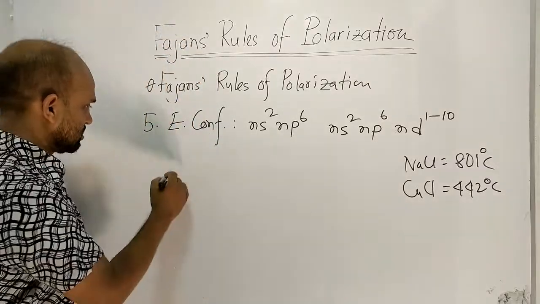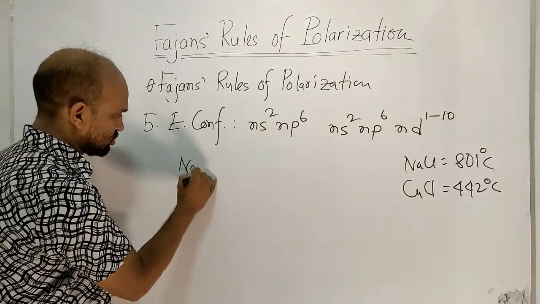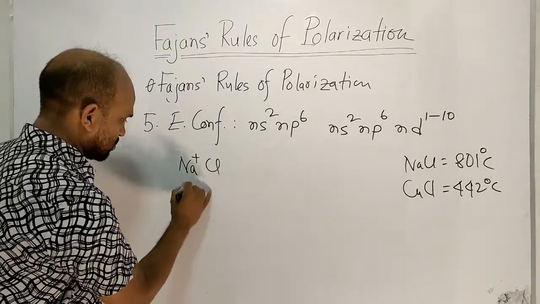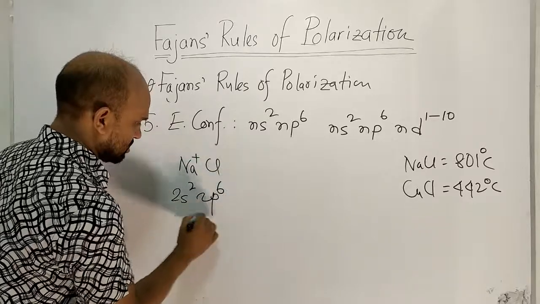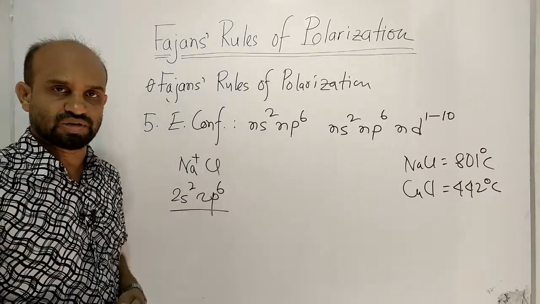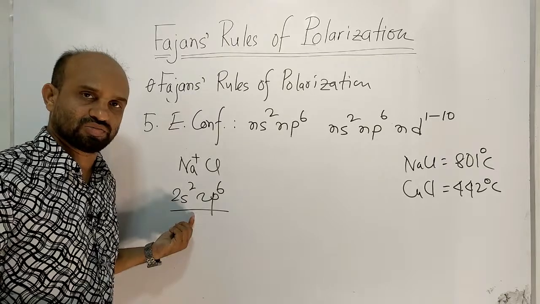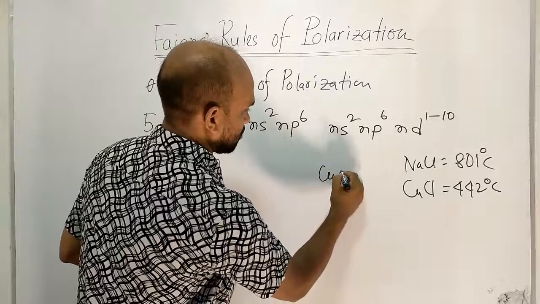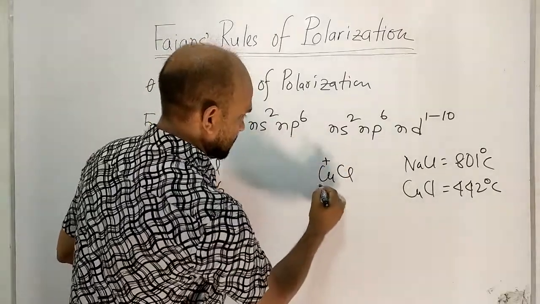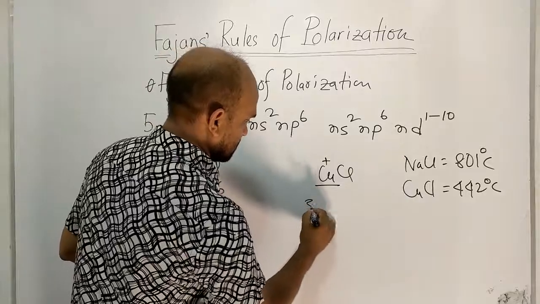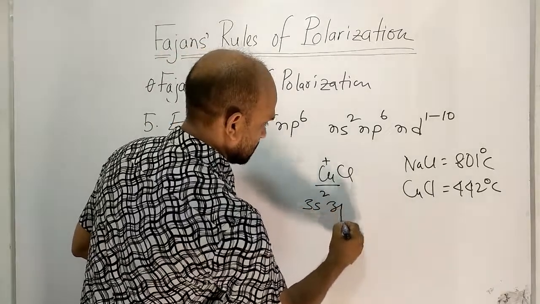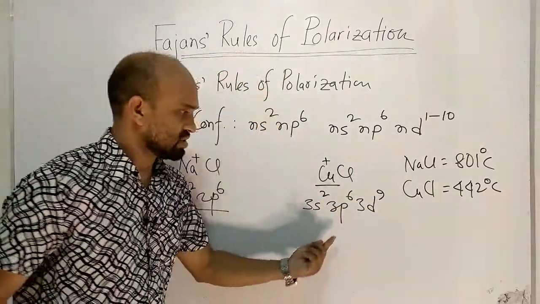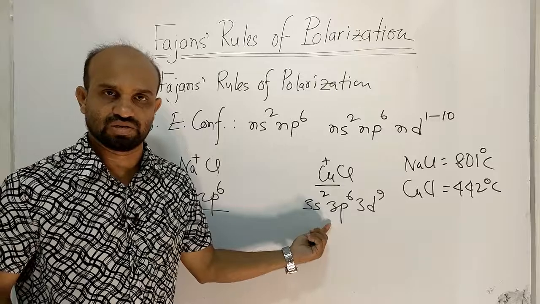Now let's see the electronic configuration of sodium plus. In sodium chloride, it is 2s2 2p6, which is octet fulfilled and a stable electronic configuration. But in this case, suppose copper chloride, the electronic configuration of copper plus is 3s2 3p6 3d9. That is an unstable configuration.